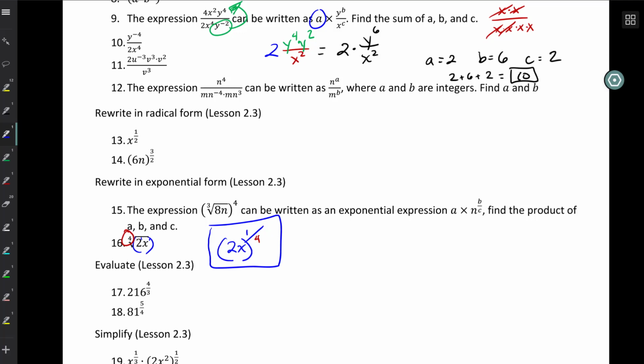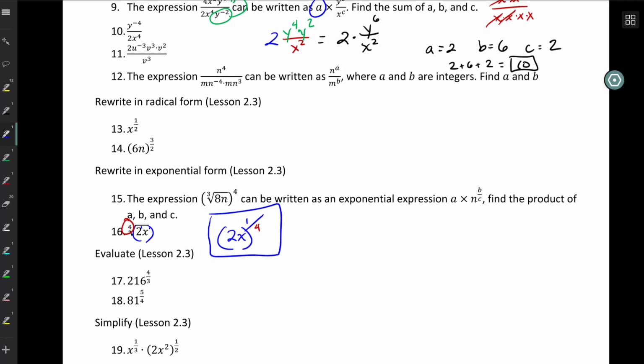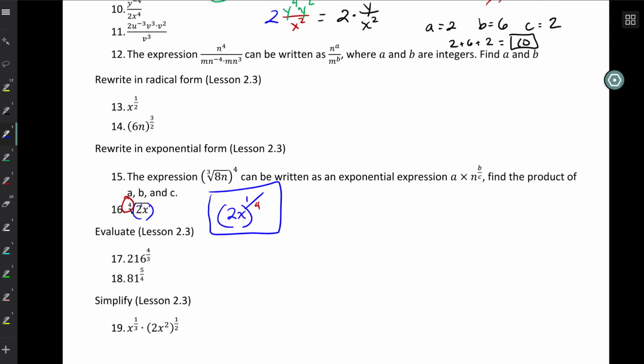Simplifying x to the 1/3 times 2x squared to the 1/2. Okay, there's a lot going on here. X to the 1/3, there's nothing I can really do with that yet. Okay, but what I could do is maybe write that as a term in a radical. Now I don't know if I want to do that yet, so I'm going to hold off for just a moment. Okay, and let's go ahead and take a look at the next one.